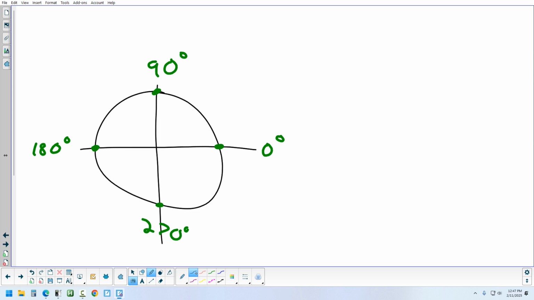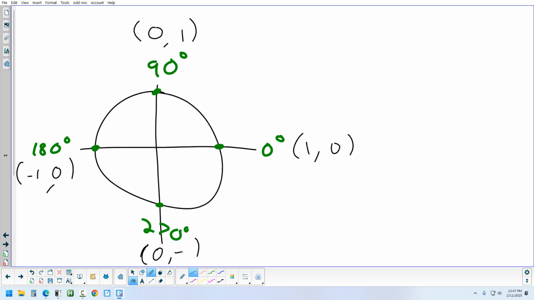And now, what was the coordinate for 0? 1, 0. How about the coordinate for 90? 0, 1. Okay, and 180? We already used 1, 0 over here. Negative 1, 0. And 270? 0, negative 1.